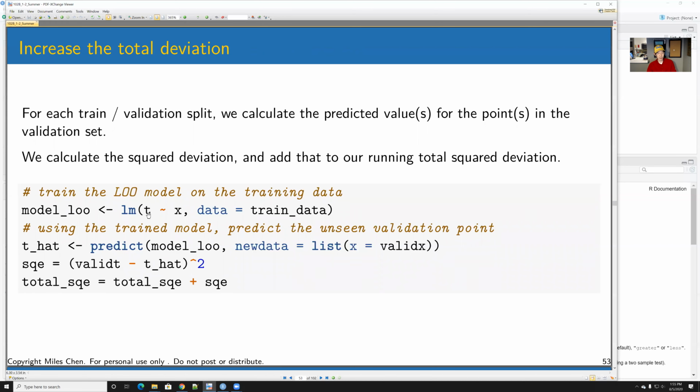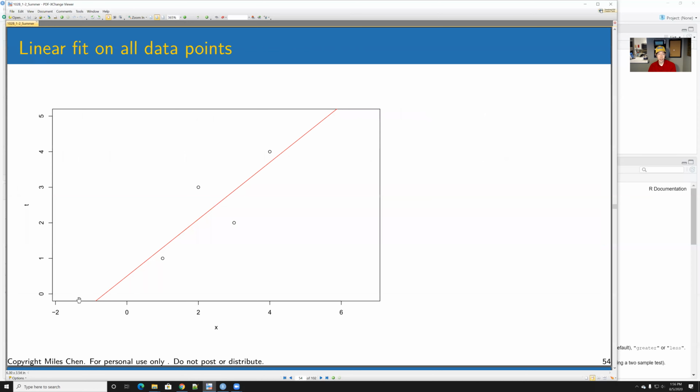Okay, so for each of these, what I'm doing is making the prediction on the validation set X, and then we take the difference between the predicted value, t hat, and the actual validation point, okay? We take that difference and we square it. That's our squared error, and we tack on the squared error to the total squared error. So right now this is 0. We add 1, and so my total squared error so far is 1, okay? Then I do this. Each data point gets a turn at being the validation set.